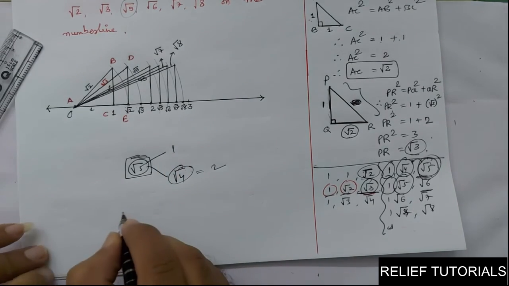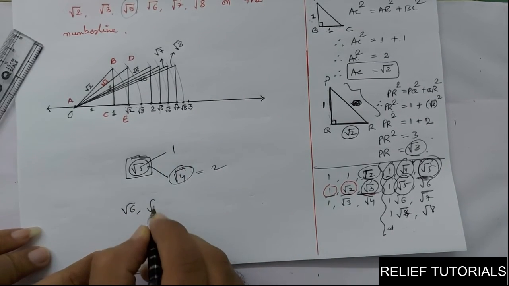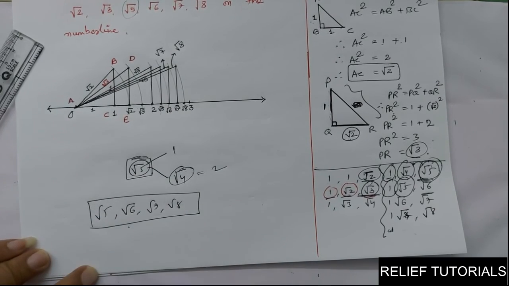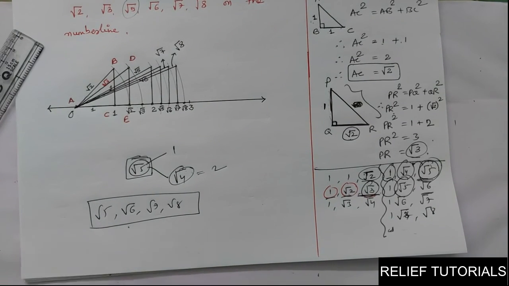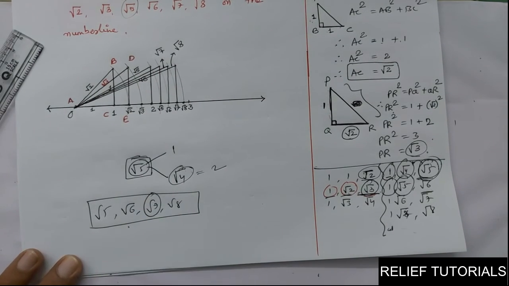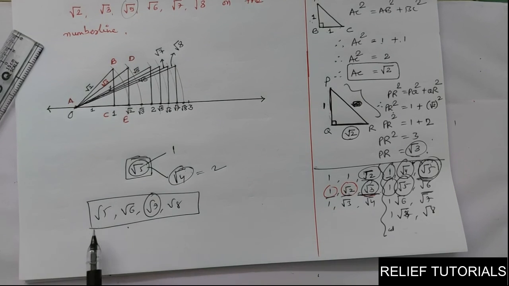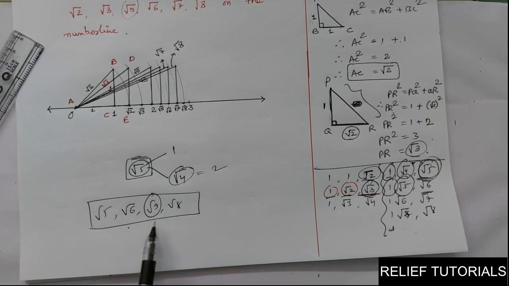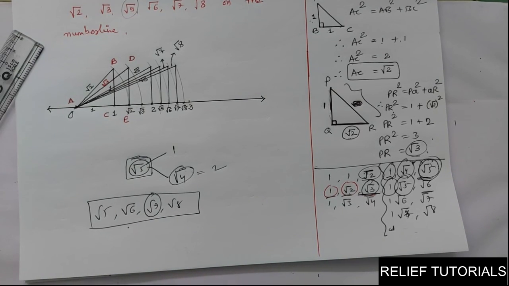Root 5, root 6, root 7 and root 8, these are the four irrational numbers that can only be represented in order. If the question is to represent root 7 on the number line, then first of all you start from root 5, then you draw root 6, and then only you can get root 7. In the same way, you can get root 8.